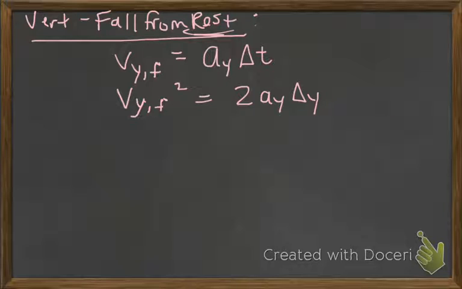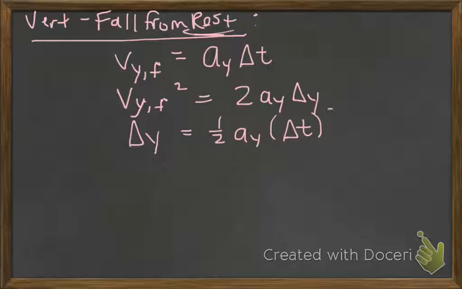And the third one we're going to look at is delta y equals 1/2 a sub y delta t squared. So that one involves time. Is the AY the acceleration moving down? So will that be the acceleration in the y direction, and the majority of the time that is acceleration due to gravity.